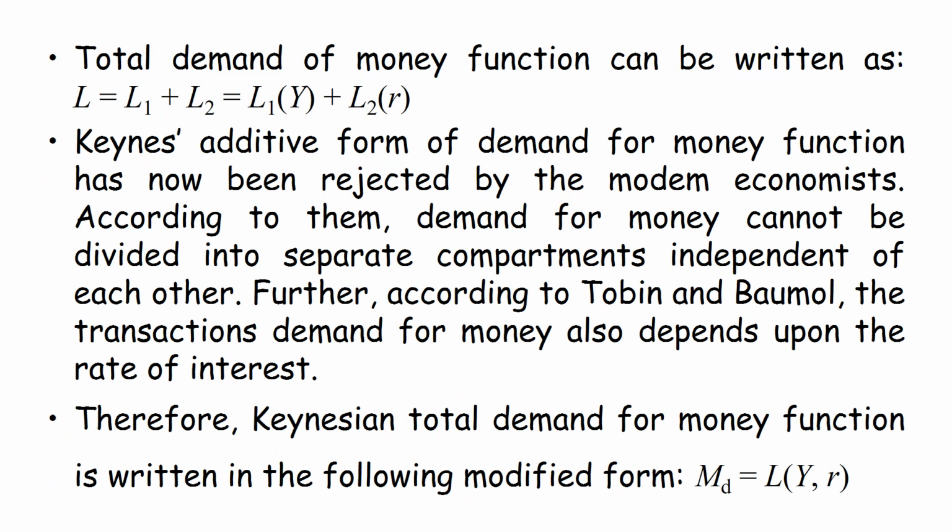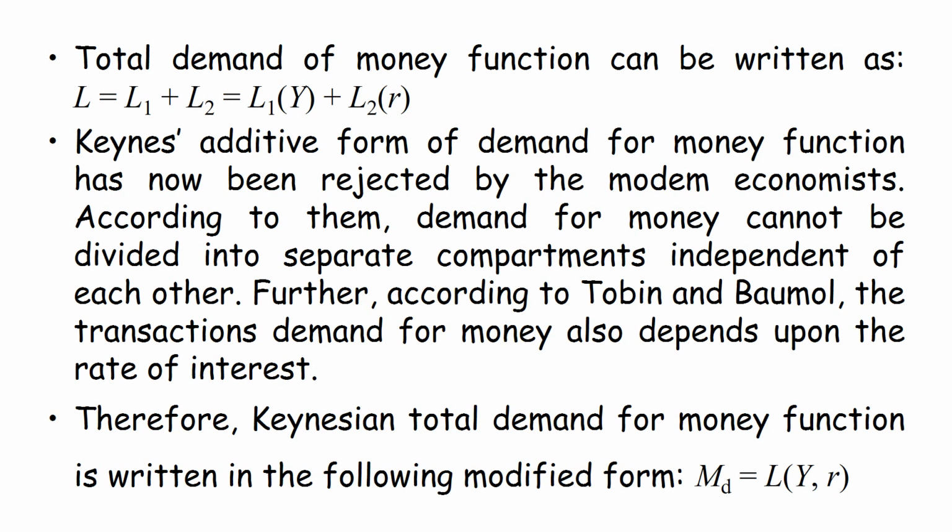Now, the total demand for money function can be written as L = L1 + L2, which can be written as L1(Y) + L2(R). L1(Y) denotes the transactions and precautionary demand for money taken together, and L2 denotes the speculative demand for money.